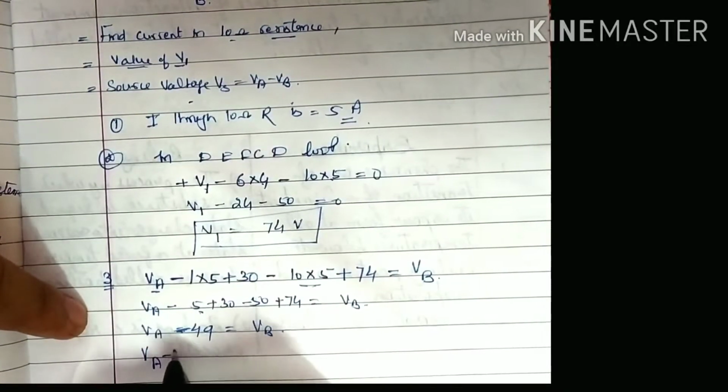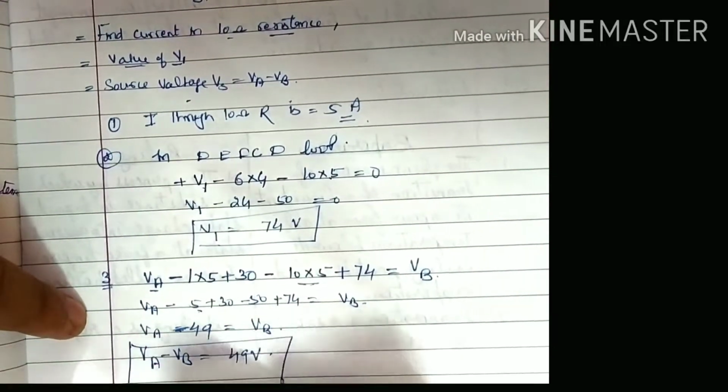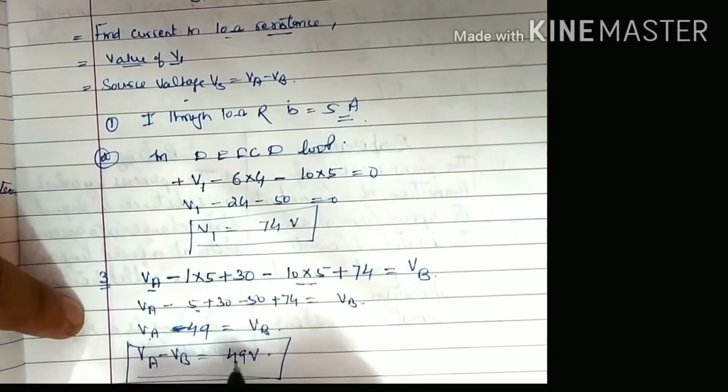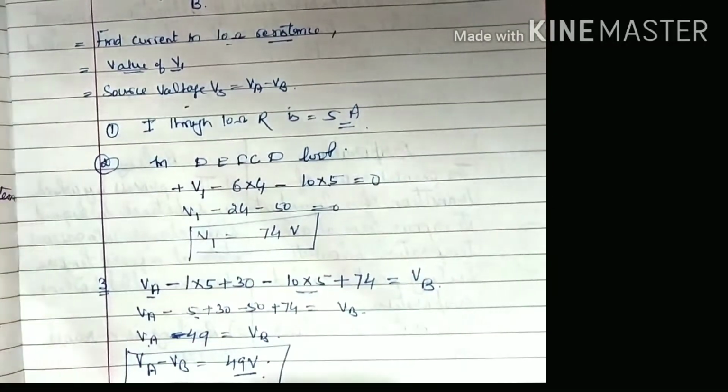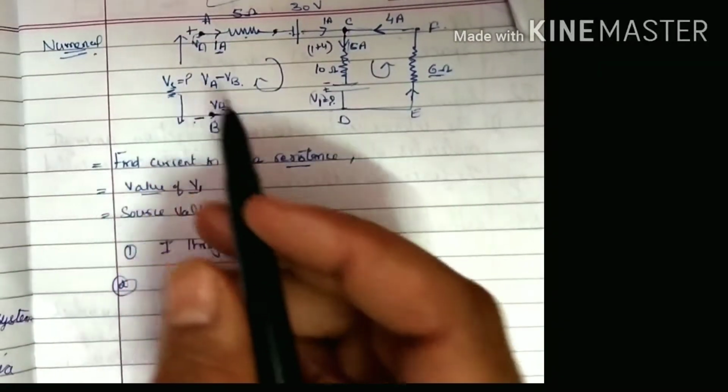अब देखो, VA minus VB is equal to 49 volt, ये आएगा आंसर। देखो VA इसको इधर लेके आएंगे minus VB, that is equal to plus 49 volt. So the potential across VA and VB is equal to 49 volt.